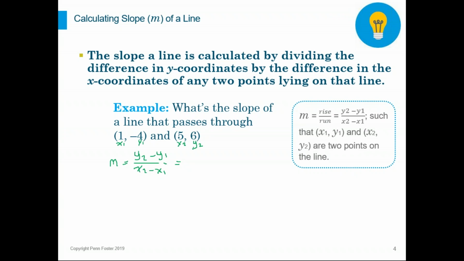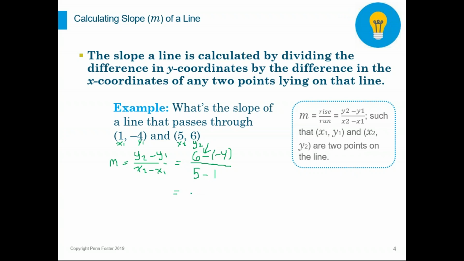Labeling the coordinates like that, I am able to just plug in the values in place of these variables I have in my formula. So y2 is 6, minus y1, which is -4. Note that the formula itself has a minus sign, and then the y1 itself too has a negative sign, so these both have to be in the formula. Now x2, 5, minus x1, which is 1.